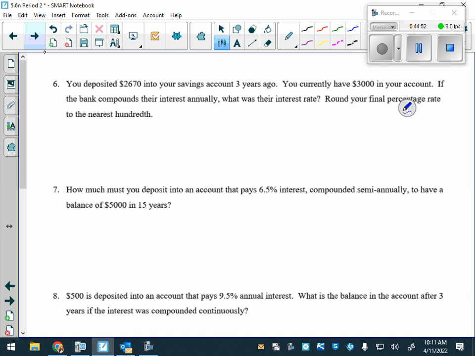What is our ending amount? 3,000. What was our initial? Good. Now this is compounded annually, so you could do r over n where n equals 1. So it's just r. How many years? 3. 3 times 1 is 3. So from here, what do we do to find our rate? What do we do first?